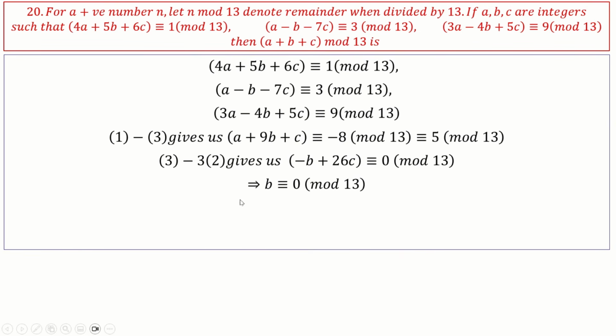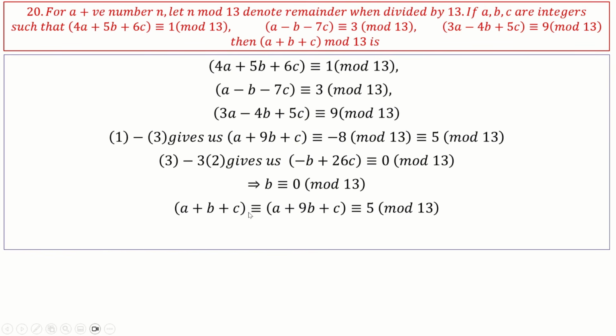Once you know this, this is very simple. Now, all I need is a plus c. b is anyway a 13 multiple. Correct? So all I need is a plus c. So from this, a plus c is congruent to 5 mod 13. Okay, a plus b plus c can also be congruent to a plus 9b plus c, because b is anyway a 13 multiple. 9b also a 13 multiple, which will give me 0 remainder. So this will not affect the remainder anyway. Okay. So a plus c.